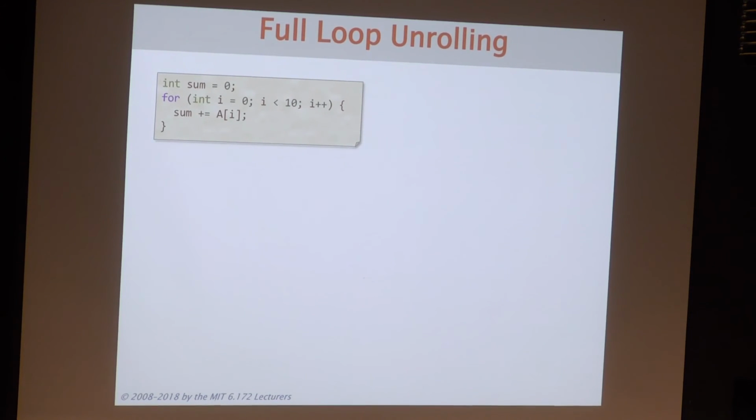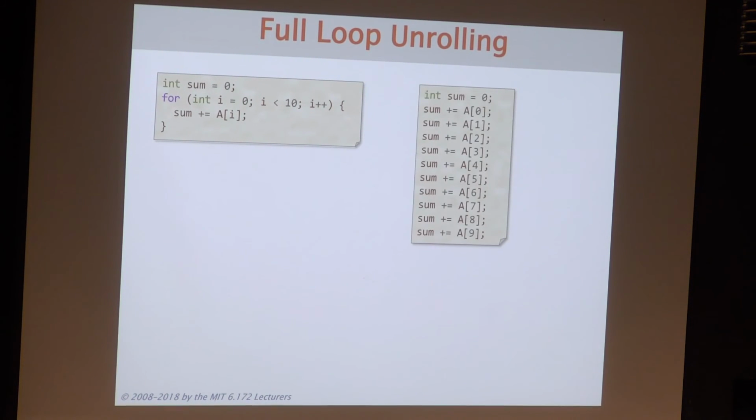So let's first look at full loop unrolling. Here I have a simple program that just loops for 10 iterations. The fully unrolled loop just looks like the code on the right-hand side. I just wrote out all of the lines of code that I have to do in straight line code instead of using a for loop. And now I don't need to check on every iteration whether I need to exit the for loop. So this is full loop unrolling.